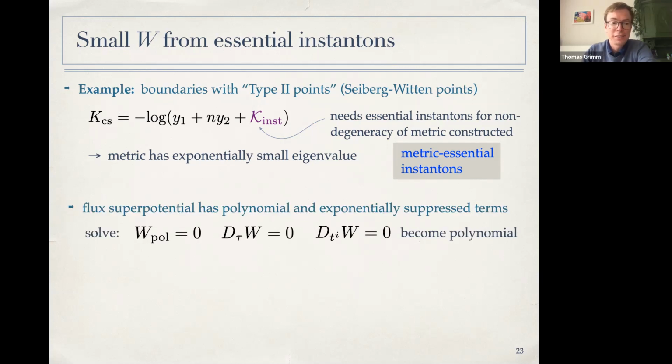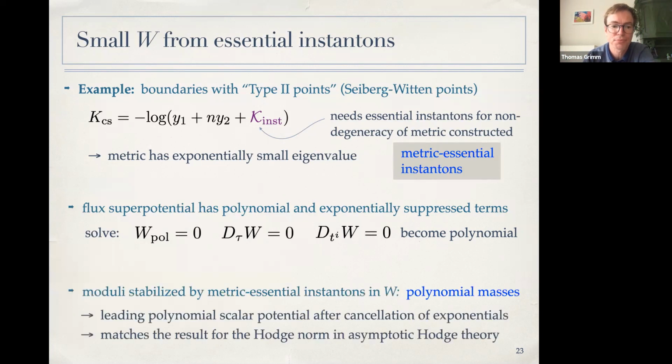And now we realize that the Kähler potential and also the flux superpotential have these polynomial and exponential corrections. And now we can solve these vacuum conditions, and they in fact become polynomial, right? Because these exponential corrections, if you take the derivatives and you drop all exponentials, become polynomial equations. And what we then find is that indeed these exponentials allow you to find explicitly vacua which have an exponentially small superpotential, but polynomial masses for the moduli. And it's exactly because of these exponential corrections, these metric essential instanton corrections.